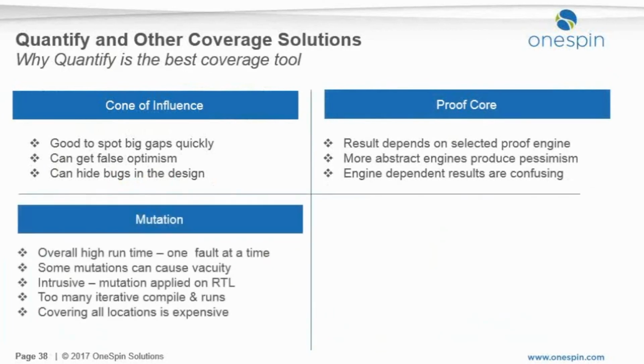Then there is mutation. So, there are solutions based on mutation, which is a great technique. The only problem is that some of these solutions are implemented around mutating the RTL, which forces people to have too many iterative compile and runs. And some of these mutations can cause vacuity, overall high runtime.